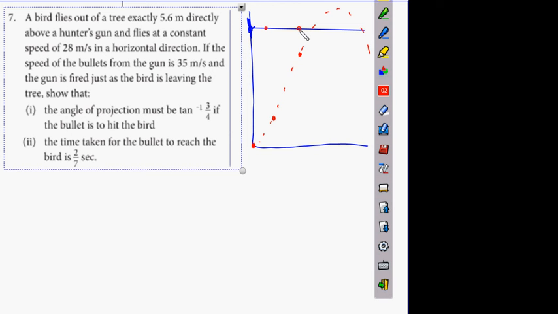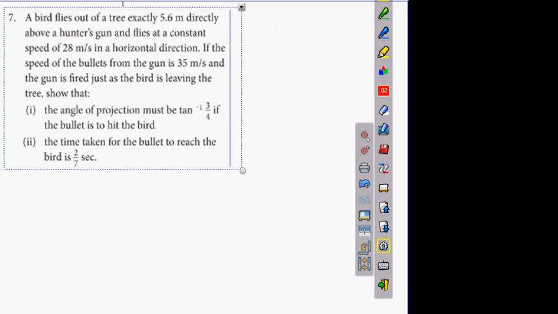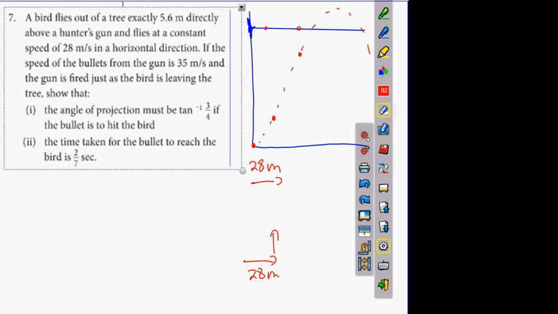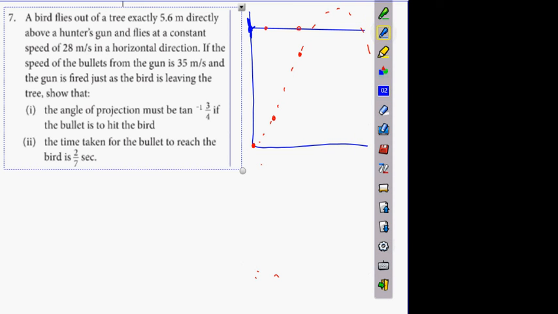Okay? So what I'm trying to say is, for every 28 meters the bird covers per second, the bullet has to cover 28 meters in the x direction to stay directly underneath it. And then the bullet, because it's faster, will also be rising while covering the 28 meters, going from left to right. That make sense? Any questions on that part? So, we're going to have to say that the bullet is going 28 meters across per second.